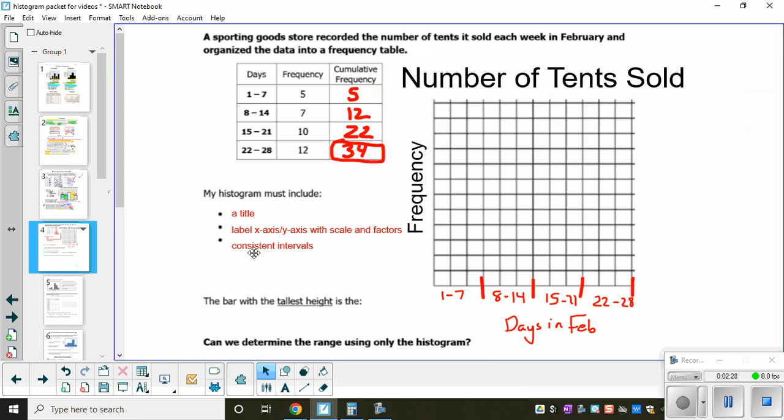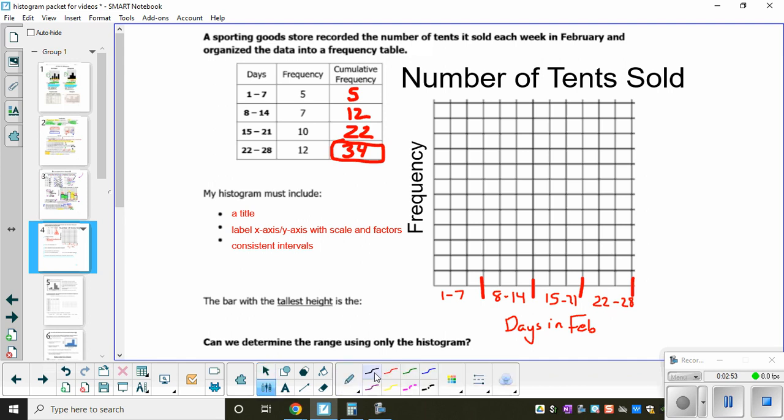Now the histogram, like I said, if you want to jot these 3 things down, it must have a title, like we just put in there. We labeled the axis, the X and the Y axis, with the scale, and we put in here what it is, days in February and frequency are 2 factors. And then they're consistent intervals, meaning it's 1 through 7, and then another 7 here, and another 7 here, and another here. Okay? All right, cool.